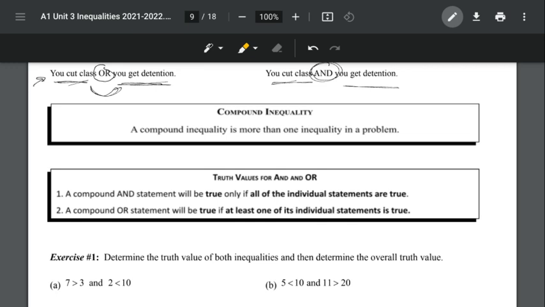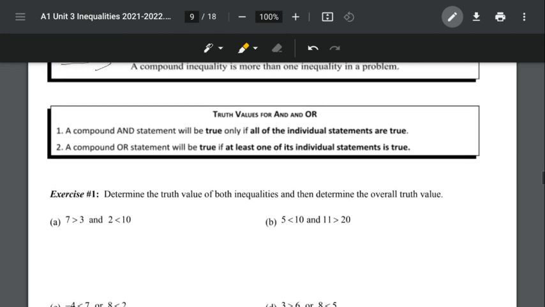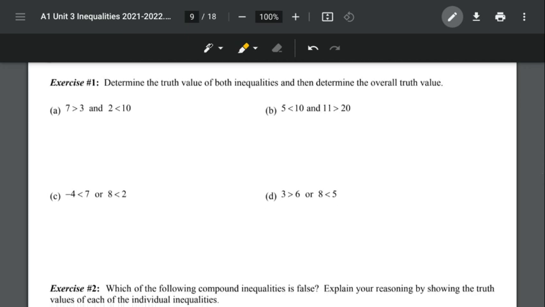For now, here's the actual math definition. A compound inequality is more than one inequality in a problem. And here's what we just went over. If it's an and statement, both pieces have to be true. If it's an or statement, it can be one or the other, or both can be true. So let's just use some numbers.